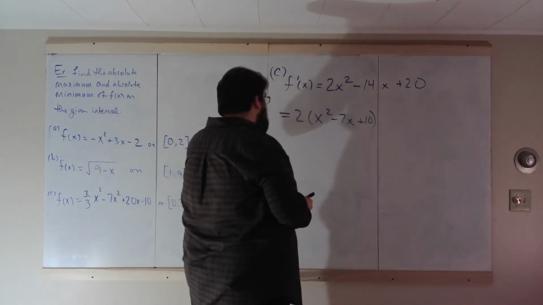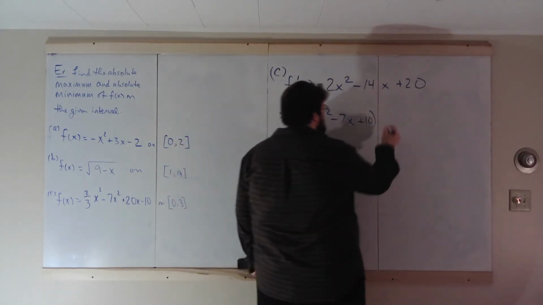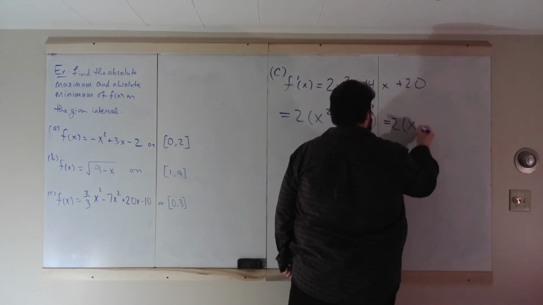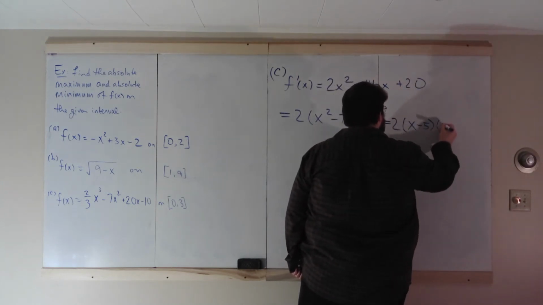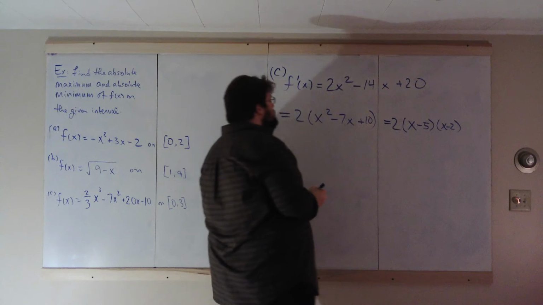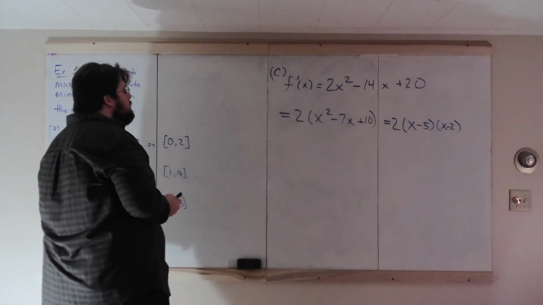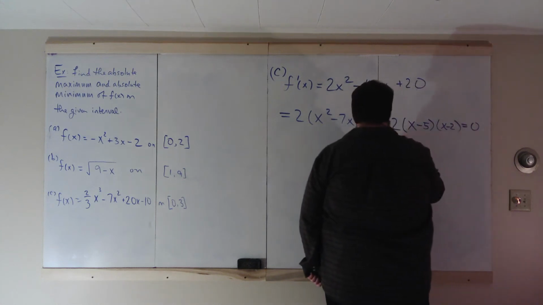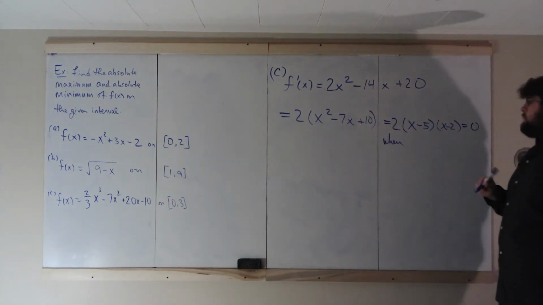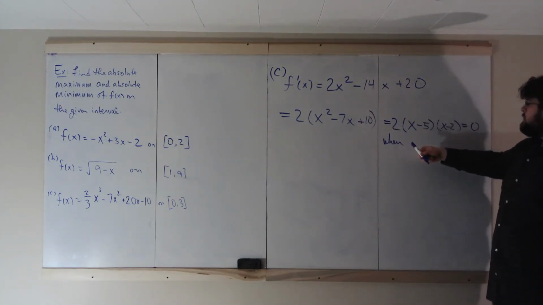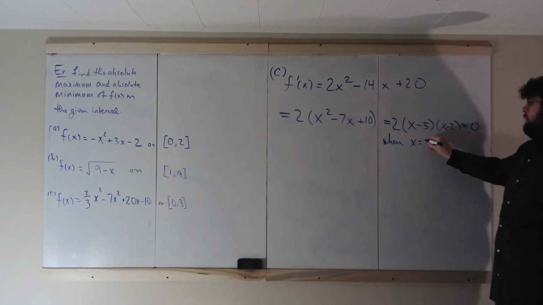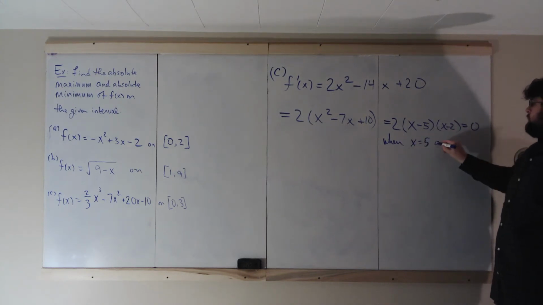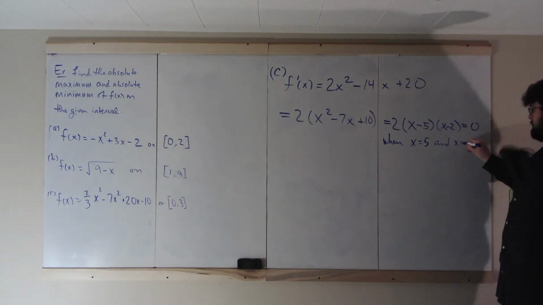Well, does that factor? 5 and 2 make 10, 5 and 2 make 7, and the signs work out. We want to set this equal to 0. When is this 0? Well, it's 0 when 2 equals 0. Never. When x minus 5 equals 0. When x minus 2 equals 0.